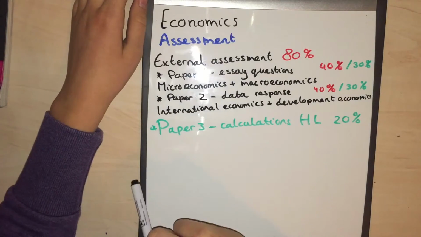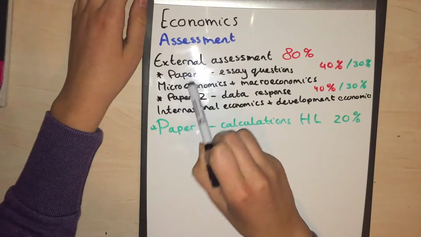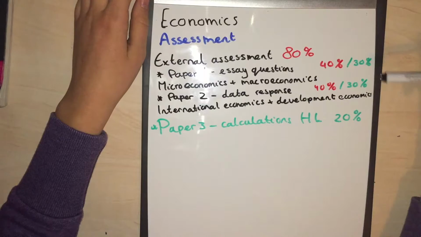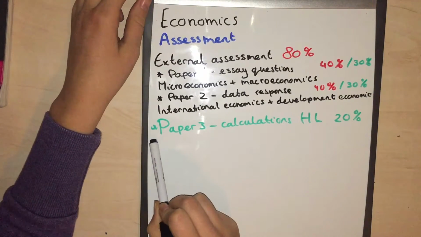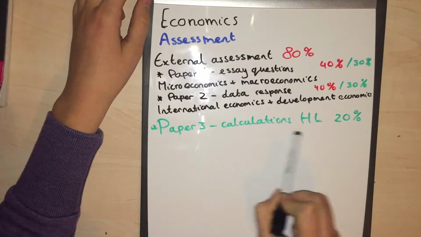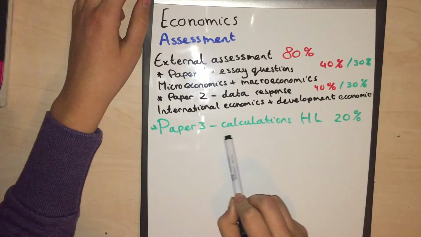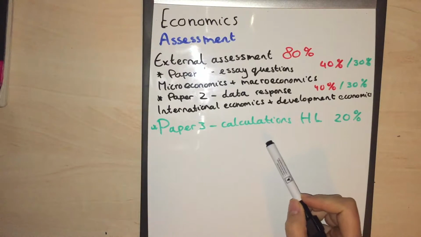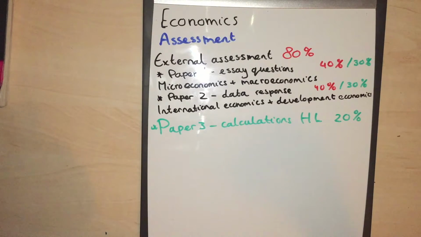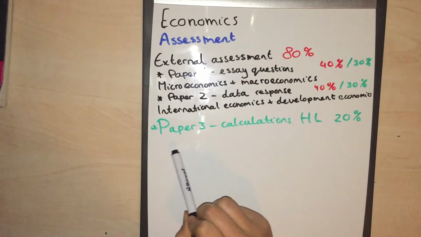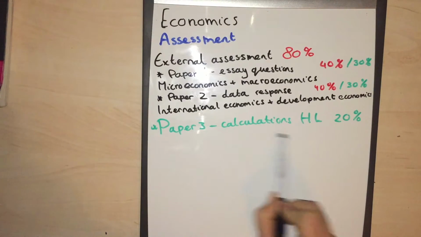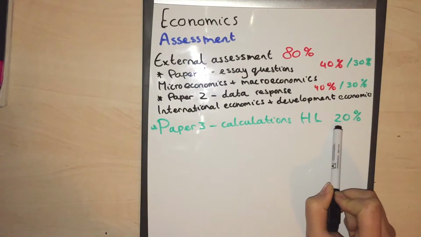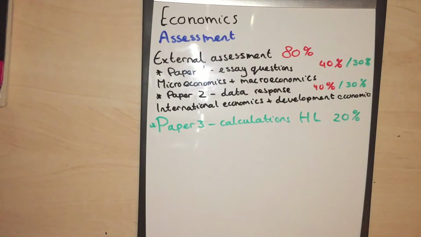If you're a higher level student, paper 1 and paper 2 are the same, but they account for 30% of your final grade because you have an extra paper, paper 3, which is calculations. And the calculations appear in microeconomics, macroeconomics, and international economics, not in development economics. So you have a whole paper only on calculations, which is for 20% of your final grade.